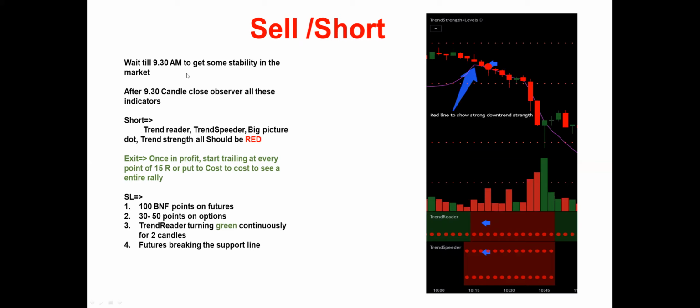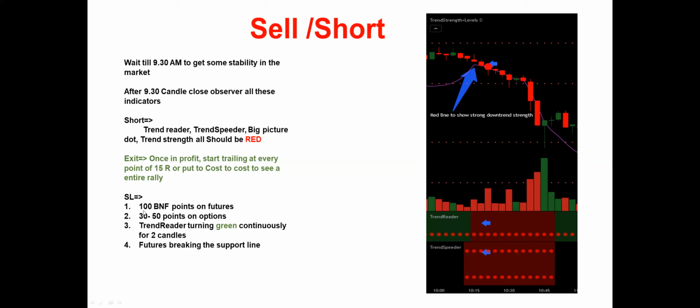At 9:30, I think you should get ready for the trade. If you start seeing all the things in line, with Trend Reader red, a red confirmation on the big picture, and Trend Speeder going with full velocity of momentum, and you see that red confirmation from the Trend Strength also, you can go for a short here. Until Trend Reader turns green, you can ride. If it shows green for two consecutive candles, you can exit. If you see it giving a signal again, you can enter. The same kind of logic applies for the short side also.